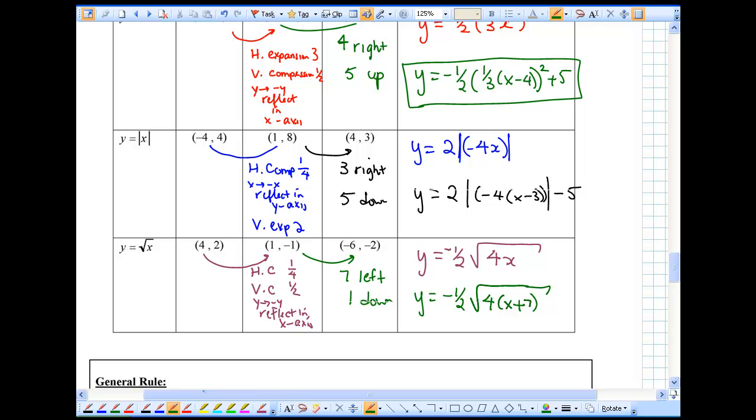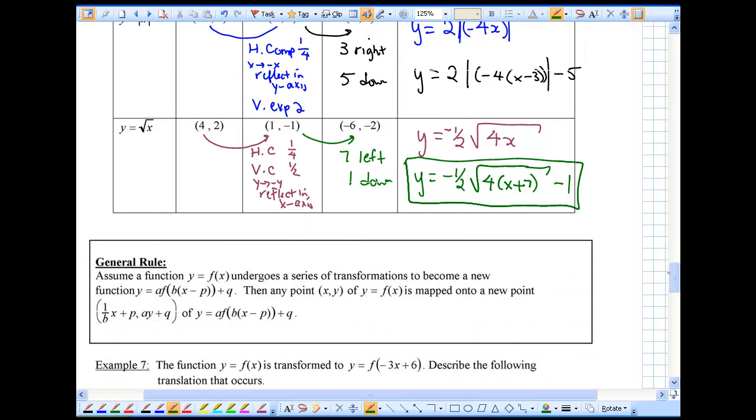7 left, x plus 7, 1 down. Did you get that? Let's celebrate if you did. Yay! Alright, enough celebrating. We got more to do. Not too much more, but we still have more.